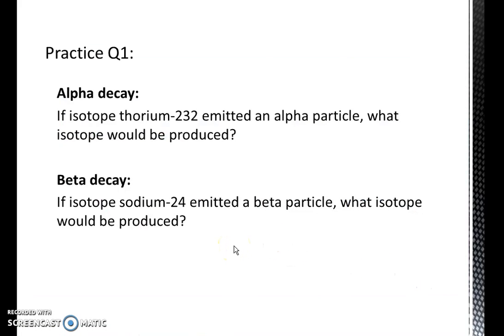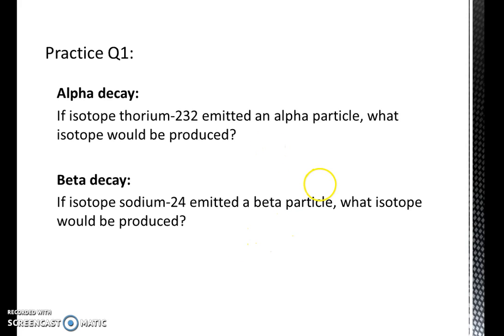Okay, so pause for a minute and practice these. So alpha decay as well as beta decay, I give you a starting isotope, and you need to figure out what the resulting isotope would be after this particular decay. Let's talk about alpha decay together so you can see how this works.